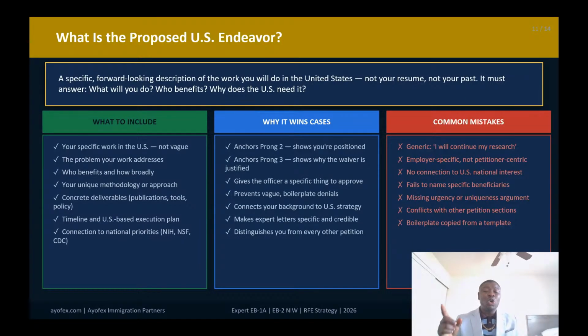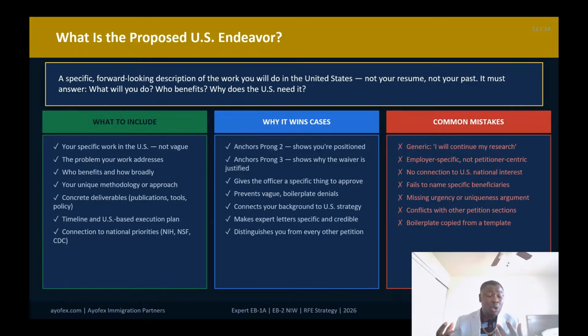What then are the common mistakes to avoid in writing your proposed endeavor? Don't let your proposed endeavor be generic. For example, "I will continue my research." No. It must not be employer specific. It must not be petitioner centric.